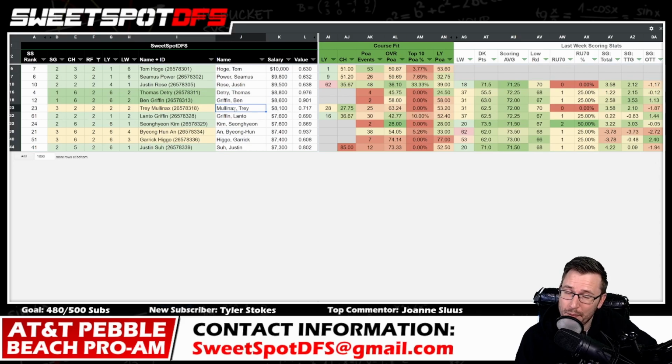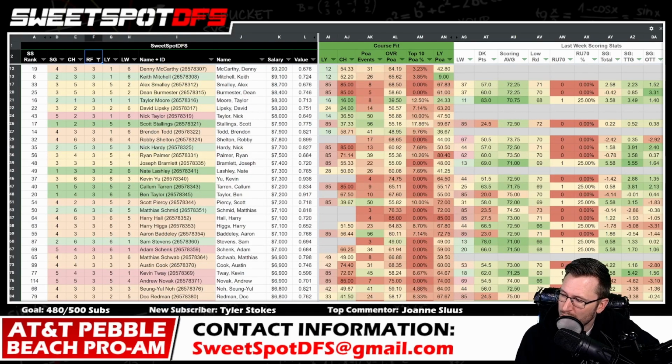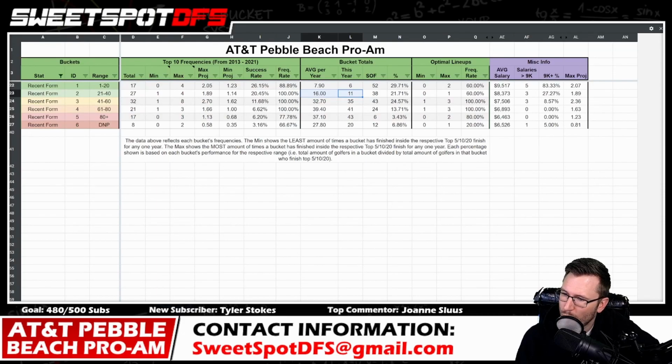This is a week where the optimizer, I think, is going to shine. Just finding the 2 guys you want to anchor around and going from there is going to help a lot. I believe this is the recent form 3 bucket that we're going to next. That is the one where we want 1 to 3.